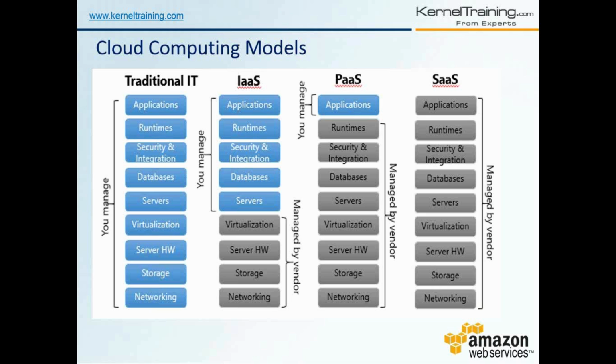So we have some models in cloud computing which reduce our work. In traditional IT, you can see from top to bottom, we have to manage everything. There are other models in cloud computing called IaaS, that's infrastructure as a service. And we have PaaS, that's platform as a service. And the last one we call software as a service.